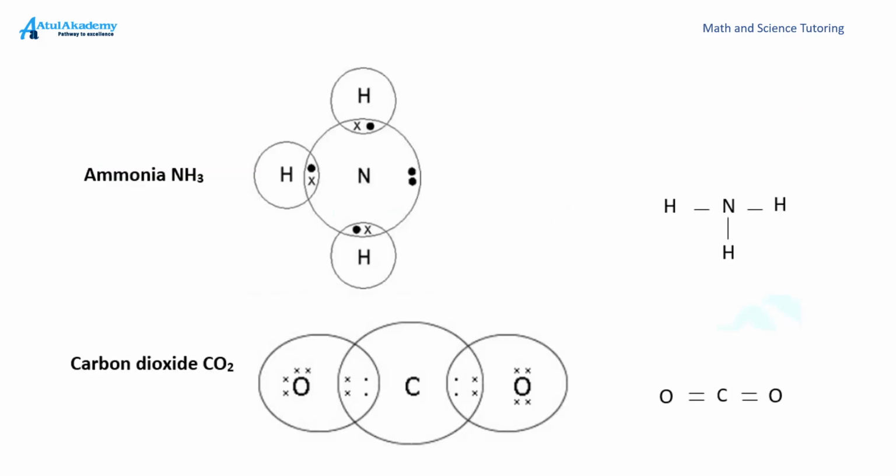Let us talk about a few more examples. Ammonia: the molecular formula is NH3. As we discussed in the previous slide, nitrogen has 5 electrons in its outermost shell, so it needs 3 more electrons. When it combines with hydrogen, a single hydrogen will not work because it has only 1 electron. So it needs 3 hydrogen atoms to combine with. Let us keep them over here.